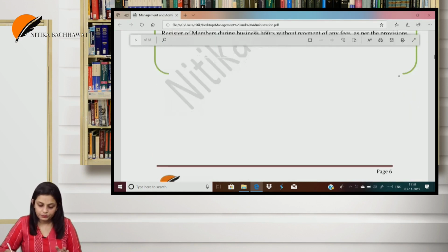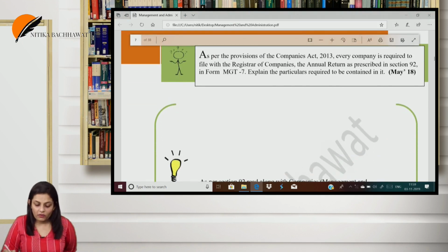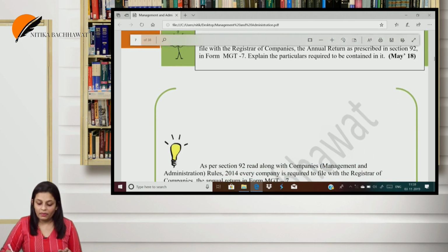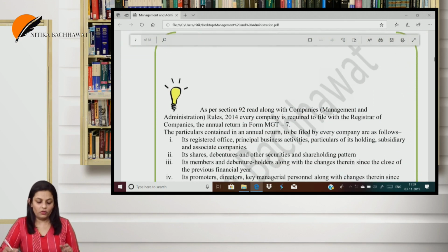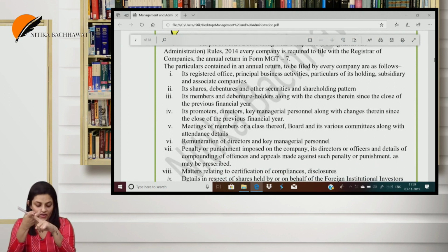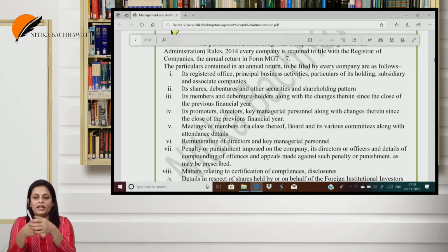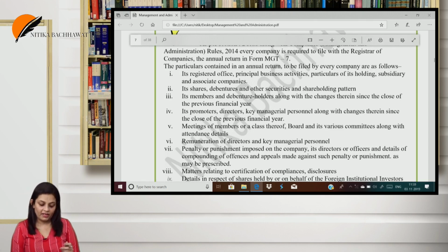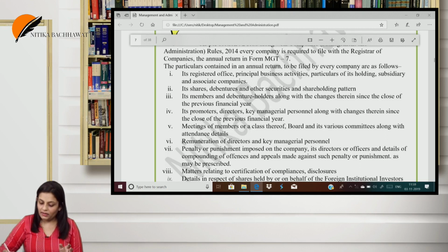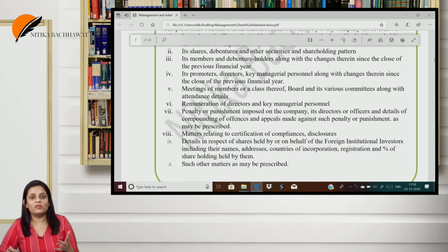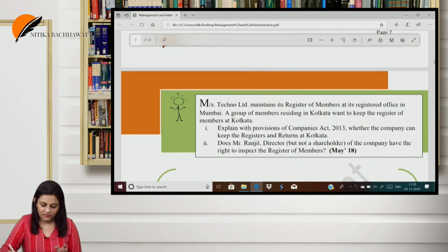The next question, as per the provisions of the Companies Act 2013, every company is required to file with the Registrar of Companies the annual return as prescribed in section 92 in form MGT 7. Explain the particulars required to be contained in it. What do we specify? The registered address, the shares and debentures of the company, the members and debenture holders along with changes in it, how many meetings the company has held, what are the penalties that the company had to face, then what remuneration it is paying to its directors and key managers, then any other matters which relate to the compliance of any act, and any other matter as may be specified.